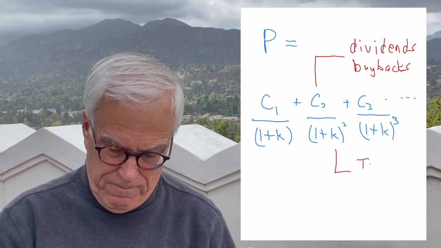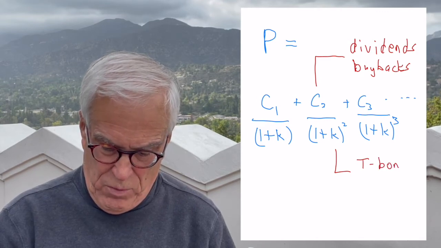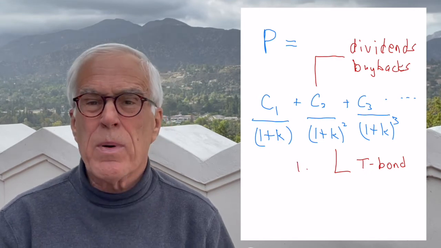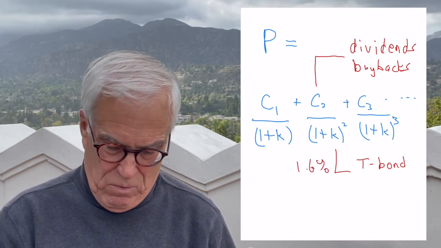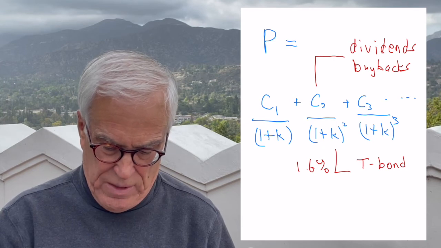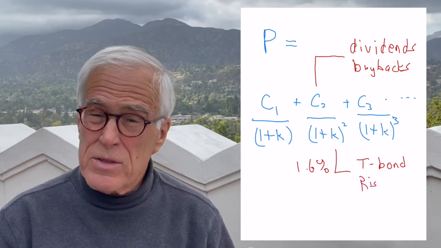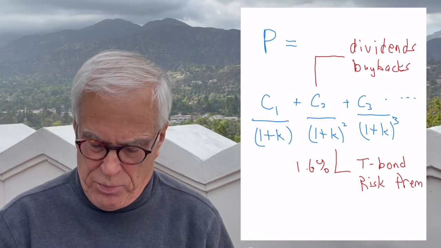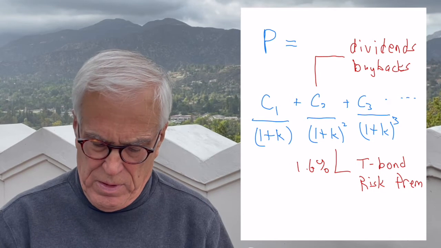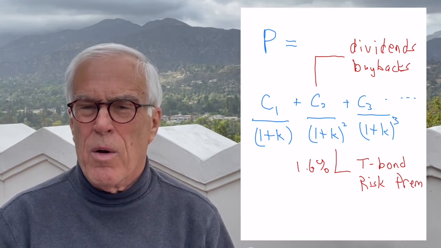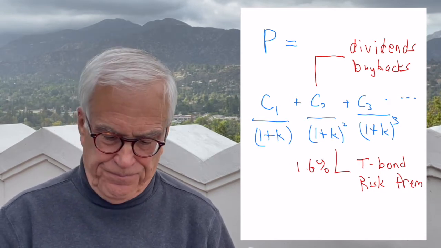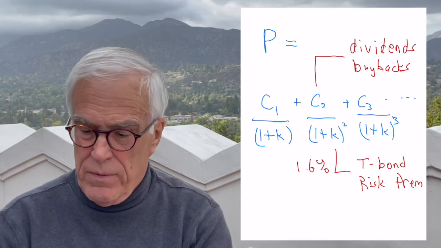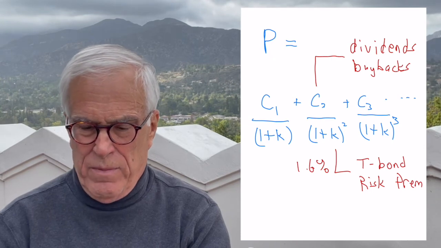Again, two parts. Part number one is a risk-free rate of interest, often given by the Treasury bond rate. Right now, that's about 1.6%. Plus a risk premium. Stocks are risky, investors demand a premium, so there's the risk premium. And I'll get to in a moment what that is. So the discount rate is the sum of the Treasury bond rate and the risk premium.